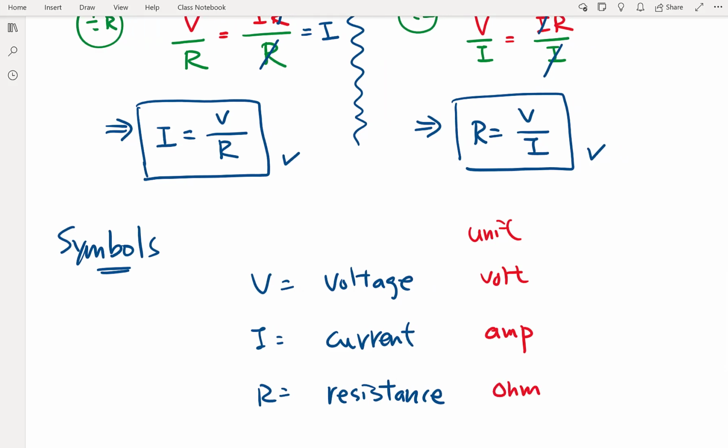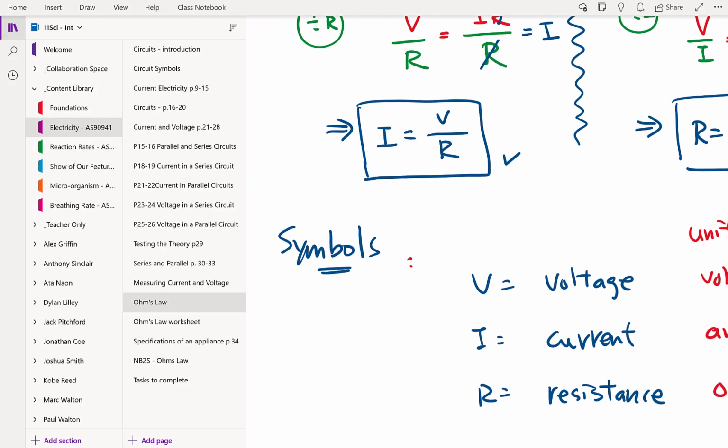And the units also have symbols. So for voltage, capital V, for amp, capital A, and for ohms, we write this way, the ohm symbol. So don't forget about these symbols because we need them to do the practice. Okay, so now let's look at some examples.